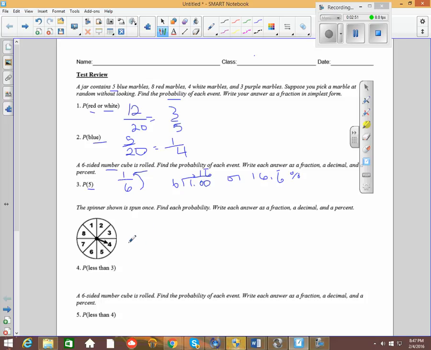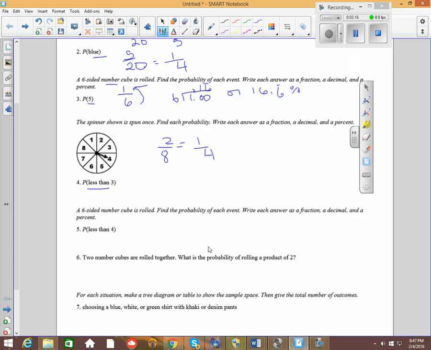Looking at number 4, the spinner shown is spun once. Find each probability. This one is the probability of being less than 3. So there are 8 total choices, 8 total sections. How many are less than 3? 1 and 2 are less than 3. It means it's 2 over 8. And that reduces to 1/4.